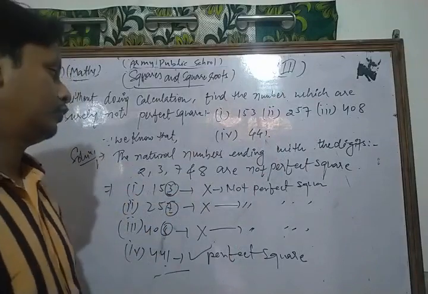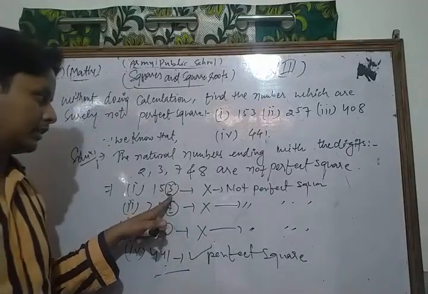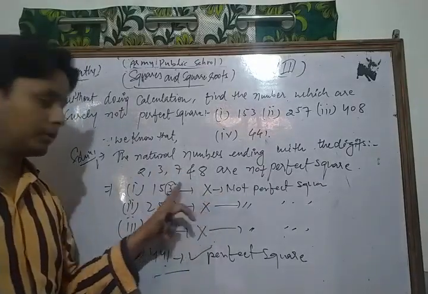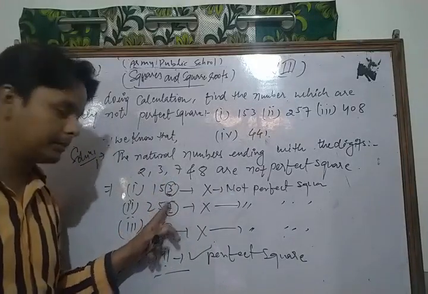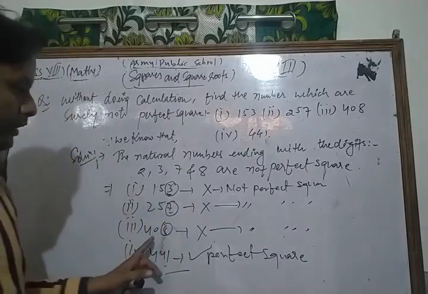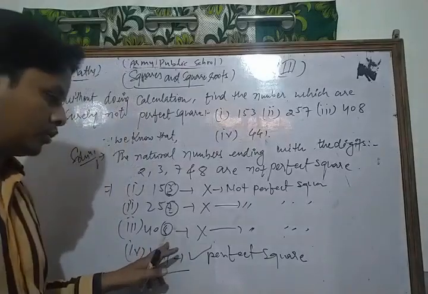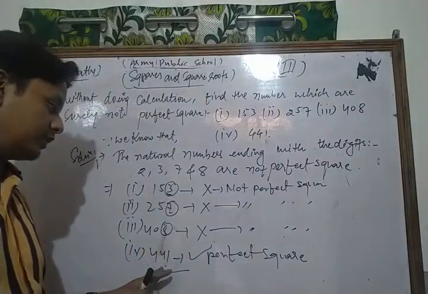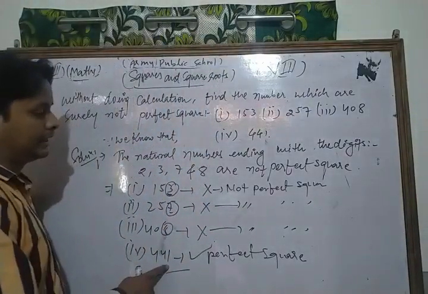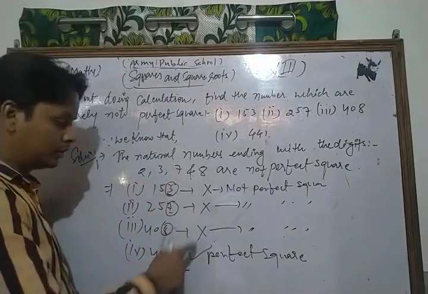Now let's see, first we take 153, so that number ends with the digit 3. So it is not a perfect square. Similarly, that number ends with the digit 7, so it is also not a perfect square. Third number 408 also ends with the digit 8, so it is also not a perfect square. And last one is 441, which ends with 1, so 1 is not in the list, so this is a perfect square.